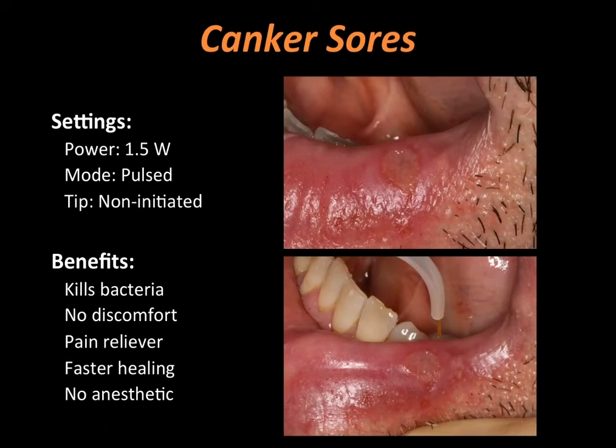So let's look at this canker sore on the inside of the lower lip. What we did is we set the power to 1.5 watts. It's in the pulse mode. Remember what we said a pulse mode was? It's not continuous. So it's on and off, on and off, on and off. We have a non-initiated tip, and I'm not touching the lesion. You can see I'm away from the lesion.